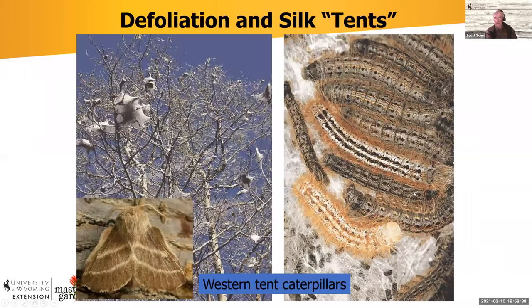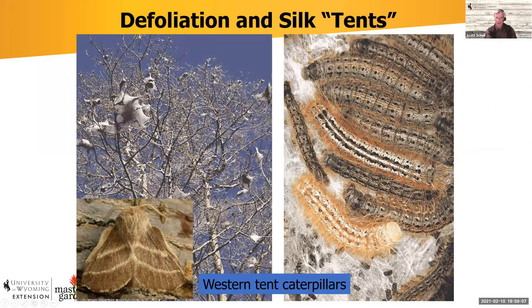Defoliation and silk tenting, that can be diagnostic for some of our pests like western tent caterpillars, that after the eggs hatch in the spring, they kind of feed communally and make a silk nest to shelter in during the day. That helps discourage predators and parasitoids. This is what the adults look like. A lot of times you don't see these. They're mainly nocturnal flyers.